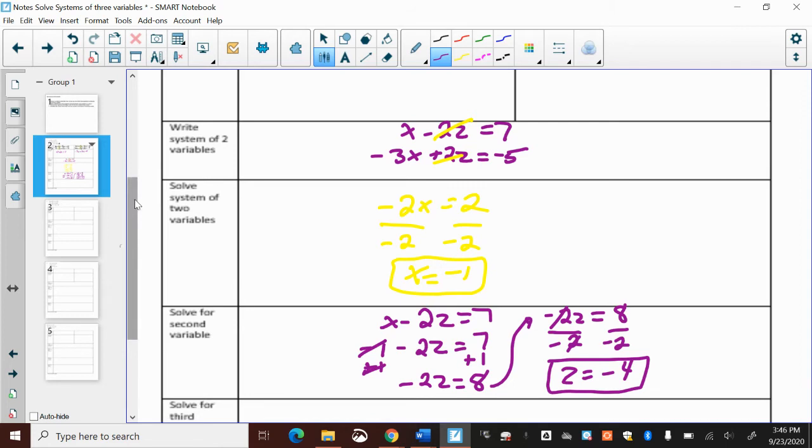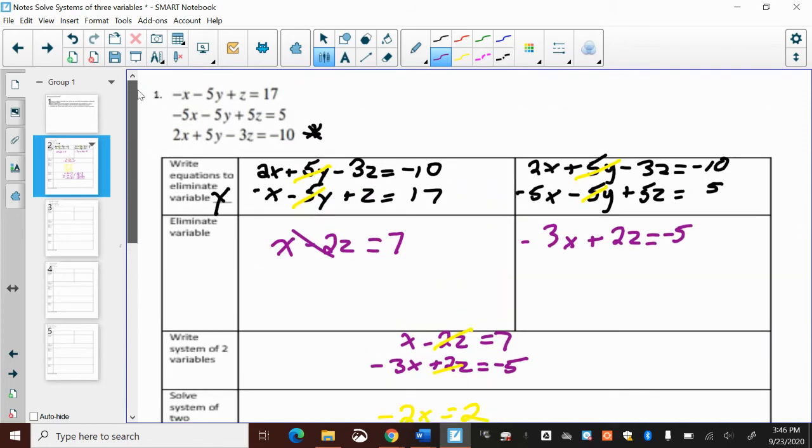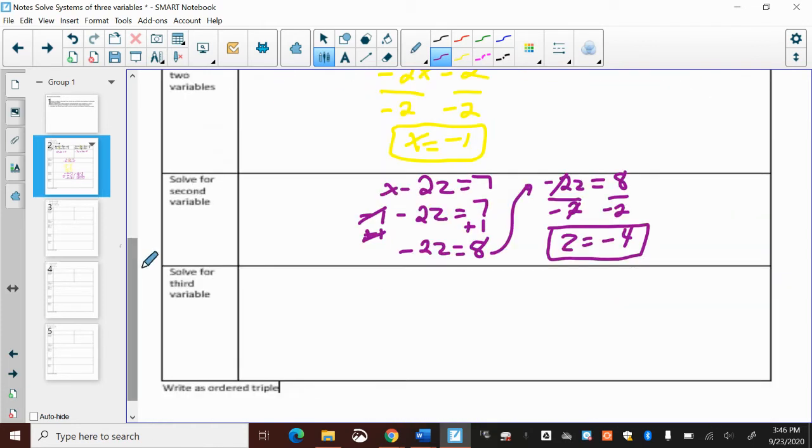Our next step is to figure out what that third variable is. In order to do that, we're going to have to go back to the original system and pick any one of these 3 equations to substitute in the 2 that we know and solve for the third. I'm going to choose the first equation, but you can pick either. So the first equation was minus x minus 5y plus z was equal to 17. I know my x is negative 1, so it's going to be minus negative 1 minus 5y minus 4, because z is equal to negative 4. We already figured that out.